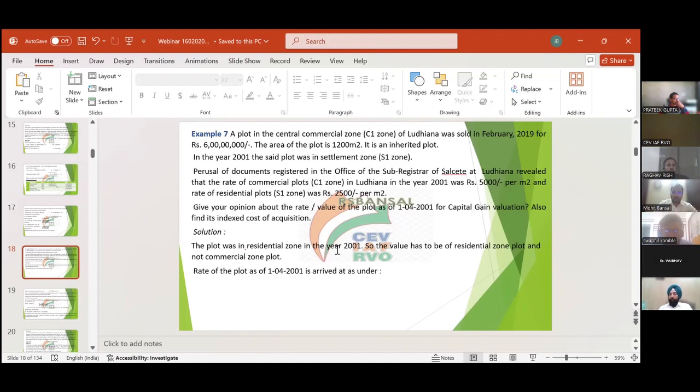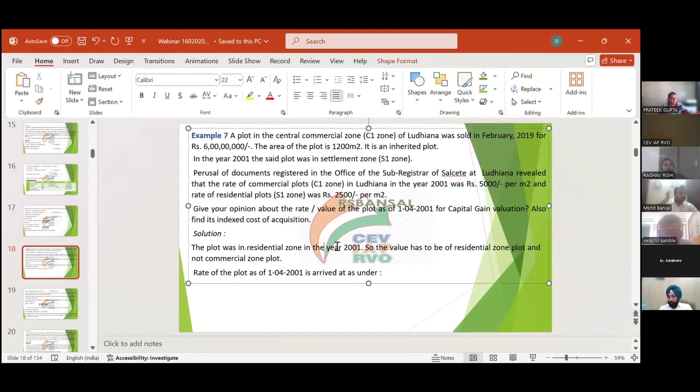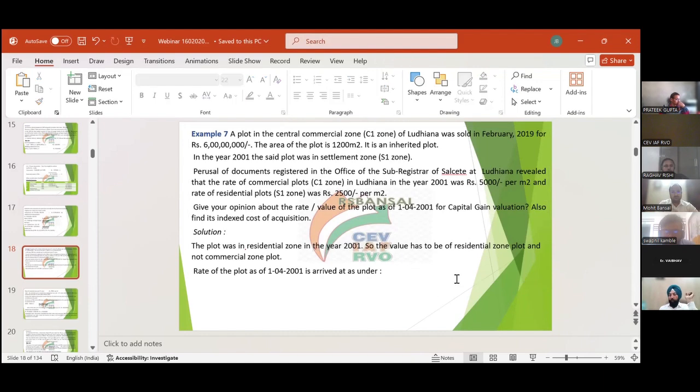So basically, when the plot was purchased, it was in a residential zone. But when it was sold, the property falls in a commercial zone. Because it was purchased in 2001 and at that time it was a residential plot, we will calculate its value from the residential point of view, not from the commercial point of view.